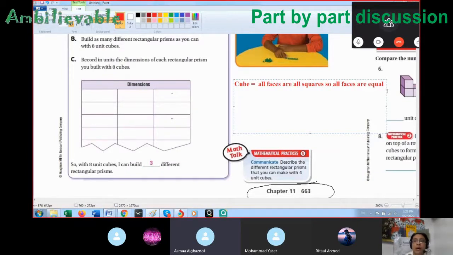While a rectangular prism, okay, all faces are rectangles, but not equal. Okay, you have to remember that one. Understand?